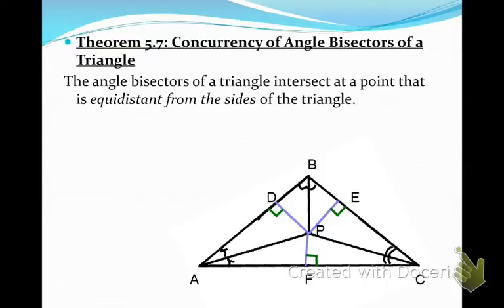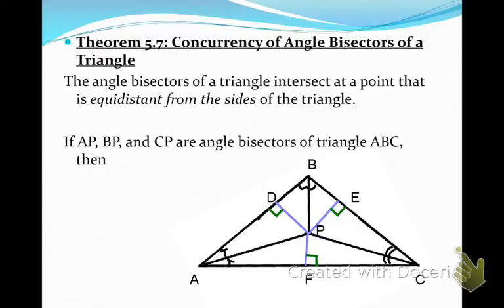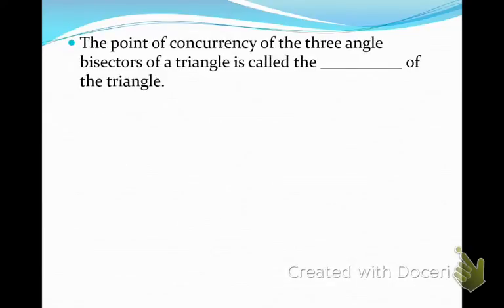Remember, in our circumcenter, the point we did last time, it's equidistant from the vertices. This point is equidistant to the sides. That's the difference between the angle bisector point of concurrency and the perpendicular bisector point of concurrency. The point of concurrency is called the incenter. Point of concurrency of three angle bisectors. The incenter will always be inside the triangle, whether it's right, obtuse, or acute.